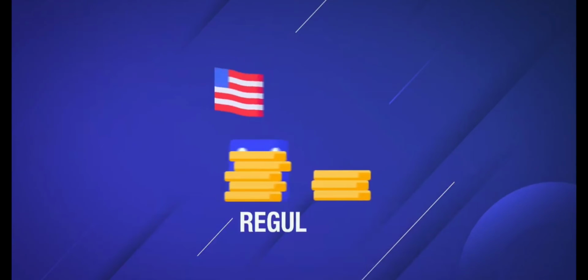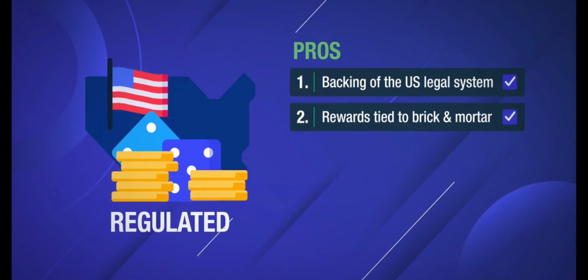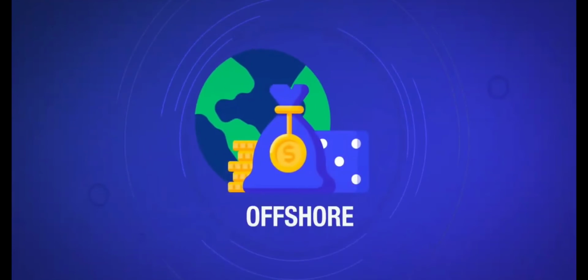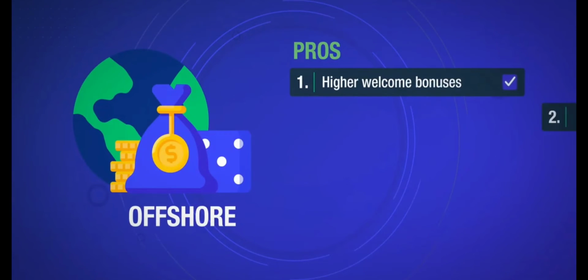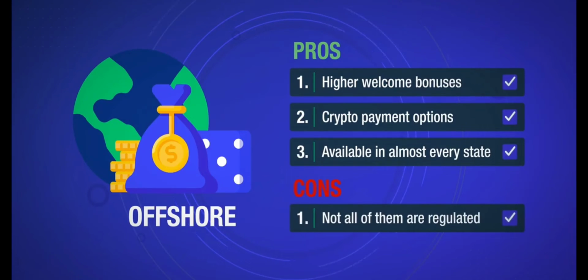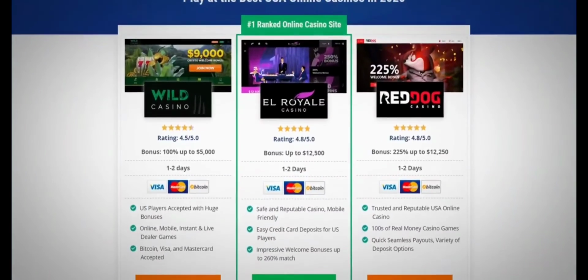Some of the pros of regulated online casinos are that they have the backing of the US legal system for disputes, and their rewards are tied to brick-and-mortar casinos. Cons include that they're not available in all US states, and the bonuses are usually lower. Some of the pros of offshore casinos are that they have significantly higher welcome bonuses, cryptocurrency payment options, and are available in almost every US state. The downside is that not all of them are regulated. That is why it's important to do your research and gamble only at recommended online casinos.